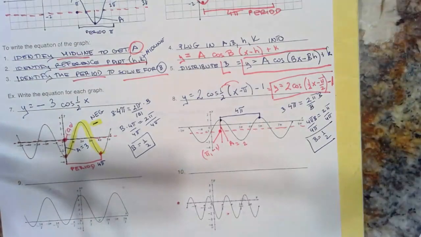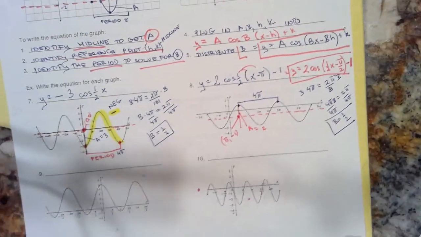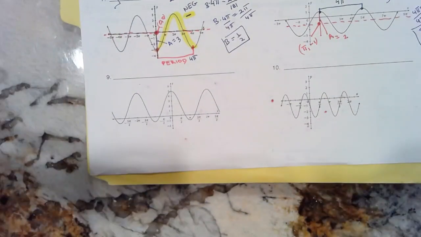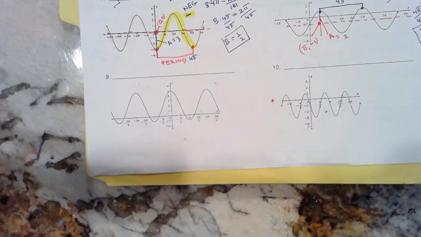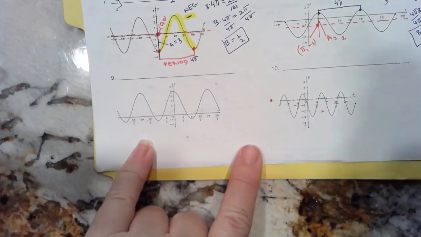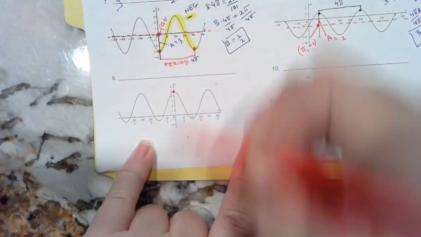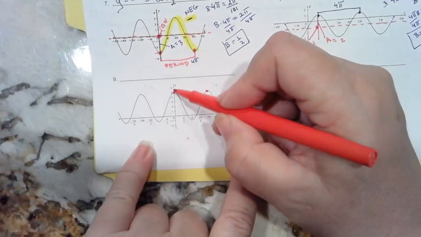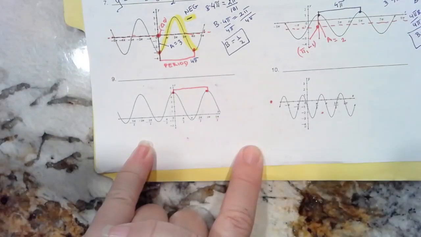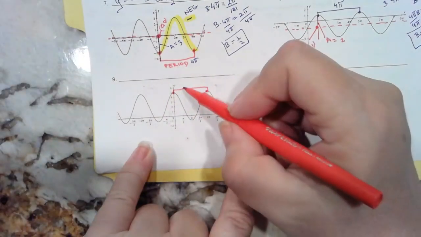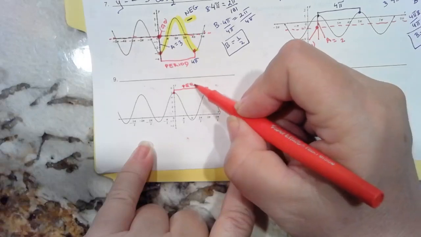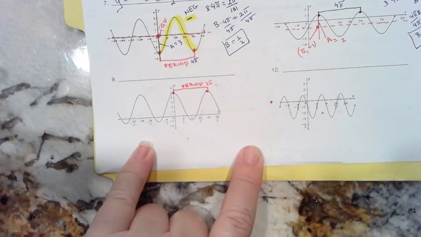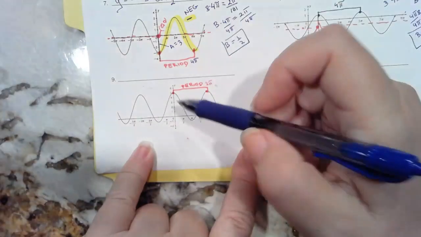Okay, -1. Okay, last two, yay! Okay, let's look and see if we can identify the cycle. I'm going to use this as my starting point and this as my end point. So that means my period will be right here, and the period is 2 pi.